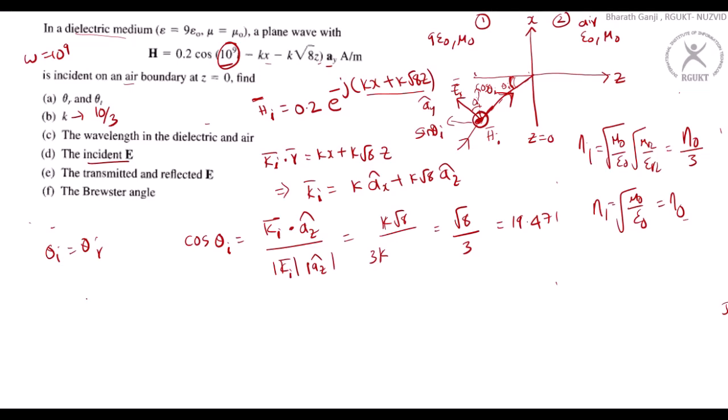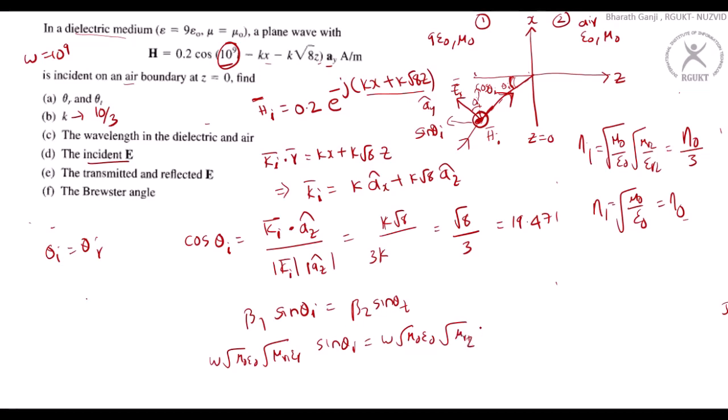Okay, so if cos theta is this thing, how do you get the transmitted angle? You get beta 1 sine theta I is equal to beta 2 sine theta t. So beta 1 is nothing but omega square root of mu naught epsilon naught square root of mu r1 epsilon r1 sine theta I, is equal to omega square root of mu naught epsilon naught square root of mu r2 epsilon r2 times sine theta t.